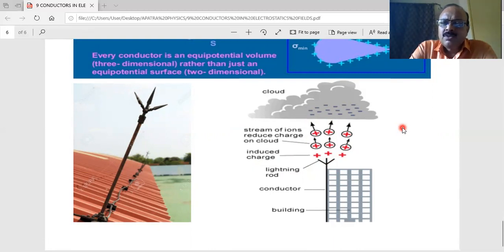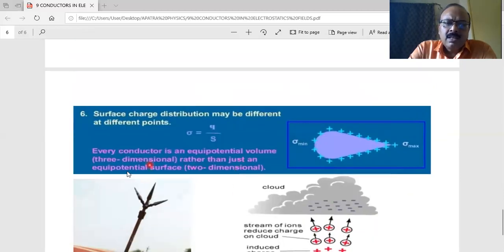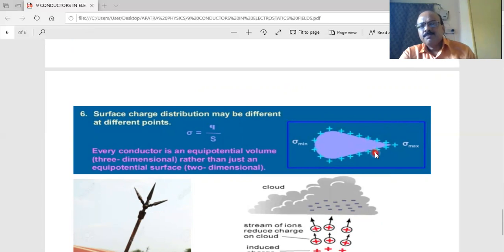And if it is not possible to neutralize the cloud, then if lightning takes place, that lightning passes through this lightning conductor. But the basic fact is that the lightning conductor acts on this principle, that at the pointed edge the surface charge density will be maximum.